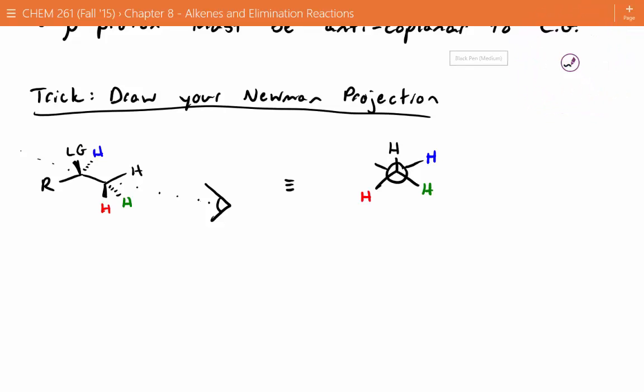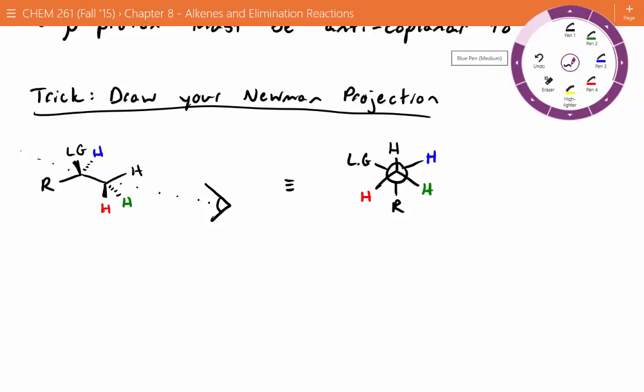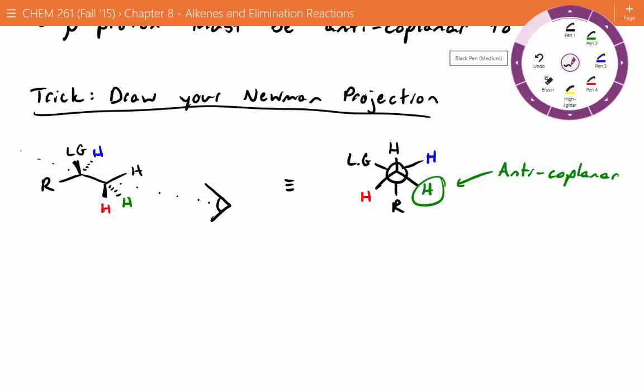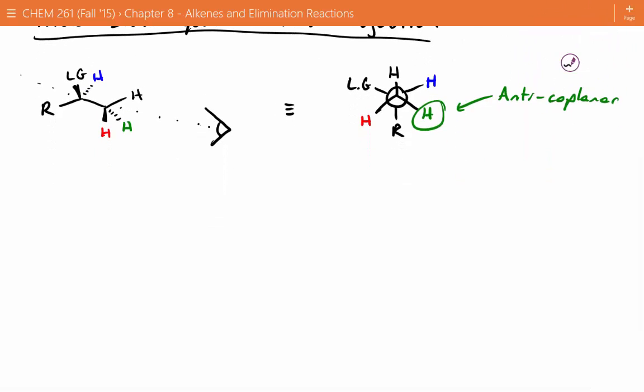And then if we look going down, we've got this R group, and that leaves us with our leaving group over here. So which proton in this conformation is anticoplanar? Green. So we can go ahead and circle this, and we could say this is anticoplanar. So let's draw a reaction and do the full mechanism now.